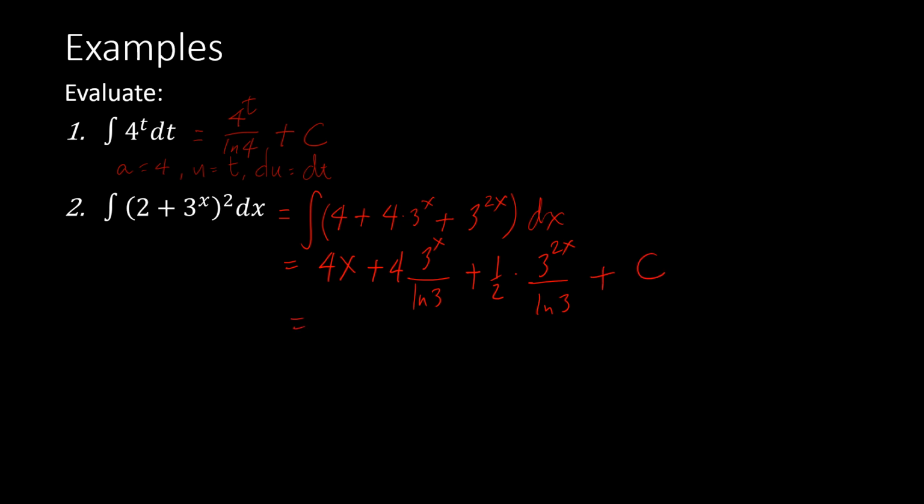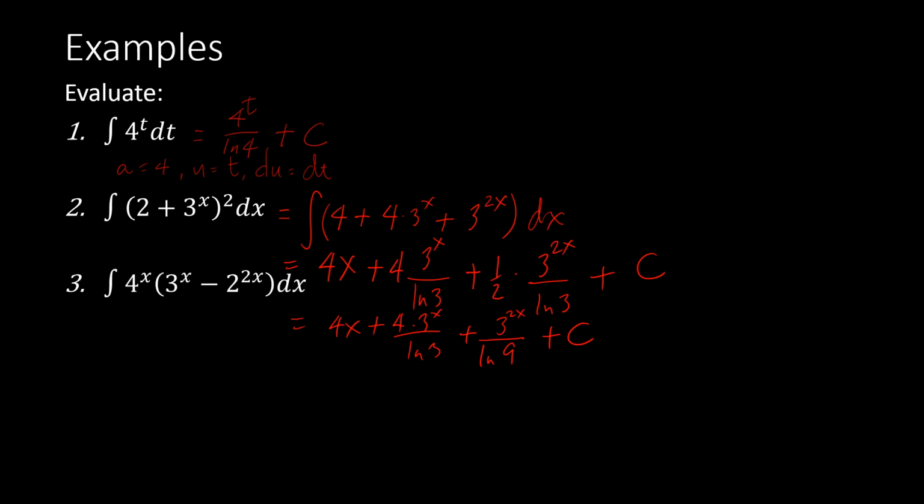So that is now equal to 4x plus 4 times 3 raised to x over ln of 3 plus 3 raised to 2x all over 2 ln 3. Now 2 ln 3 can be written as ln 3 squared. No? 2 becomes the exponent of 3, and we know that 3 squared is 9, so we have ln of 9 plus c.